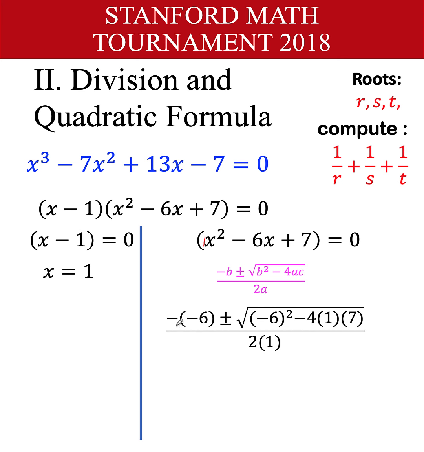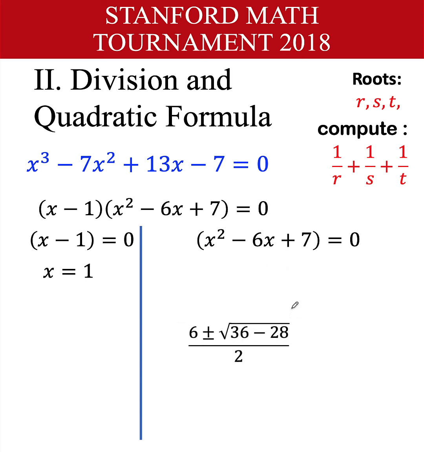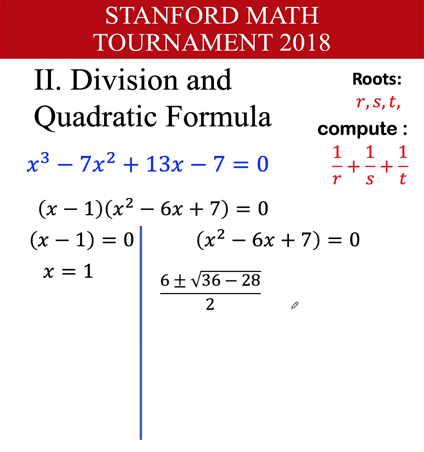Then simplifying, negative of negative 6 is positive 6. The square of negative 6 is positive 36. 4 times 7 is 28. And the operation is subtraction. 36 minus 28 is equal to 8. So we have 6 plus or minus the square root of 8 over 2. Simplifying the square root of 8, this is equal to 2 square root of 2. All the rest are copied.